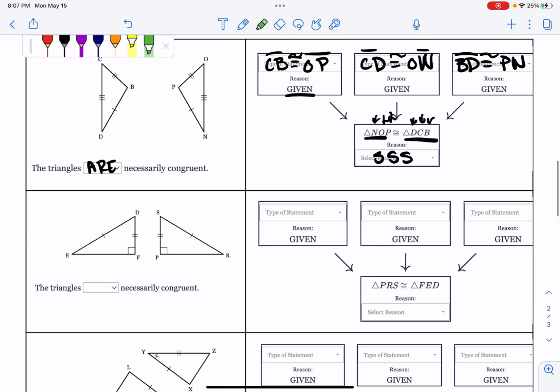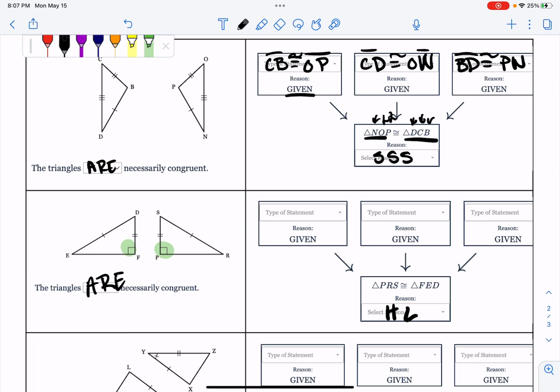Okay, anytime you see this right angle here, you should be thinking about hypotenuse leg. Again, all that requires is a right triangle, which we have, the hypotenuse, which we also have, and a leg. So yes, these are going to be congruent because of hypotenuse leg. So down here, the reason will be hypotenuse leg.